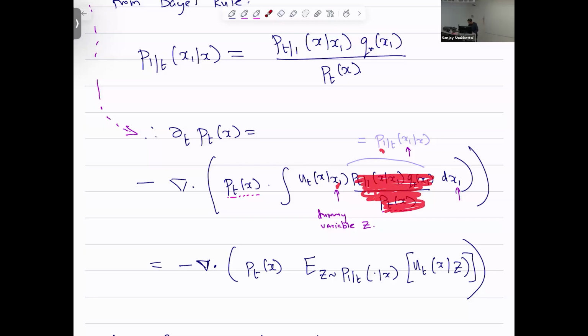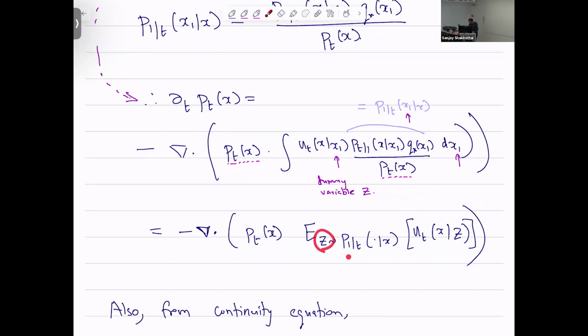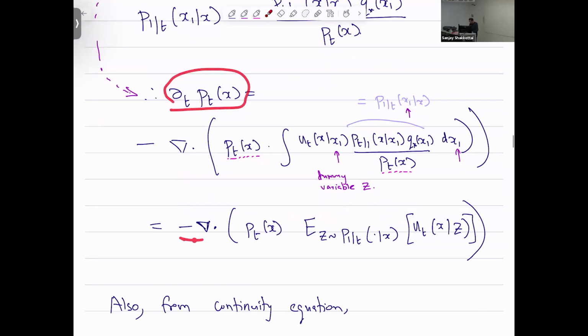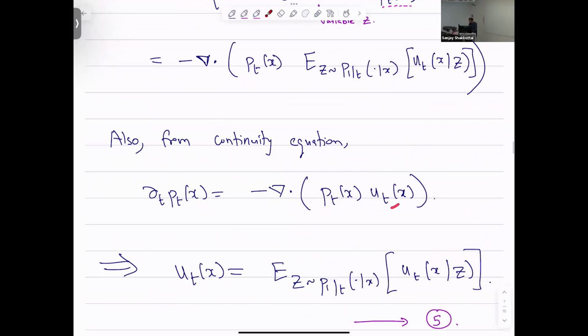It has become this. So x1 is a dummy variable. Let's call it z. Then this is nothing but the expectation of this function with respect to this distribution. So pick a z from this distribution for given x, and this is ut given x. So what we have is the density evolution of pt is minus divergence of pt times this function. But that basically means this must be the velocity field. Okay, so that's all it is.